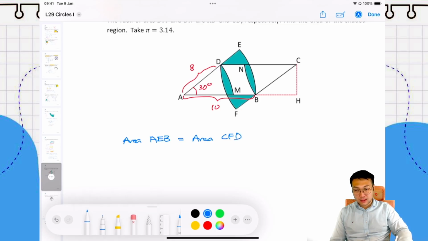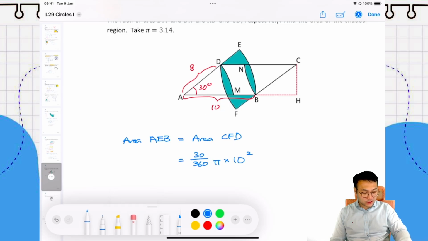Now, how do we find the area? We know that it's 30 degrees, right? So we say it's 30 degrees out of 360 degrees times pi r squared, because we know the radius of this pizza is 10.